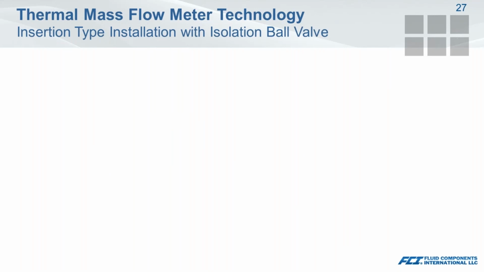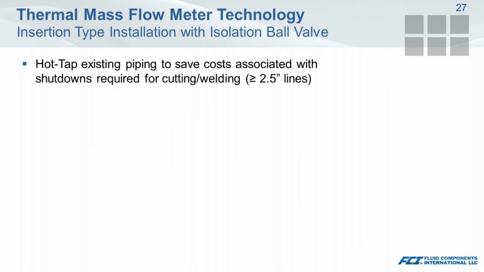We talked a little bit about insertion type meters. There are some benefits here with regard to installation and maintenance. With these types of devices, we do have the ability to hot tap existing piping. That way we minimize the need to shut down processes. We minimize the need to put in more expensive bypass systems, saving costs in that area.